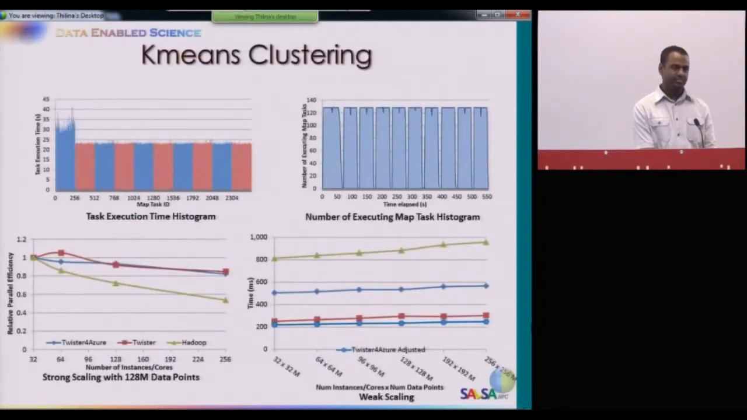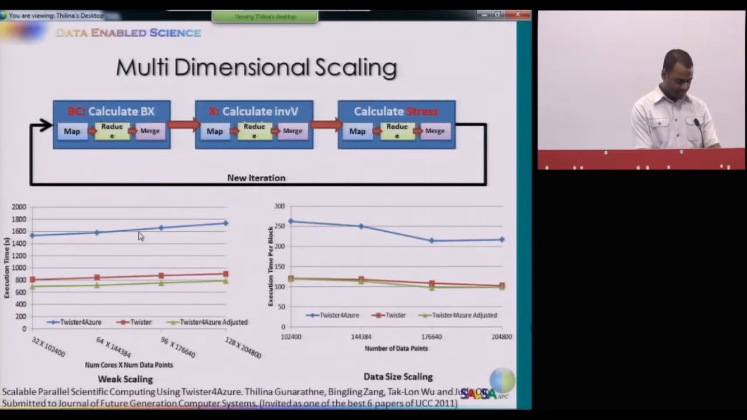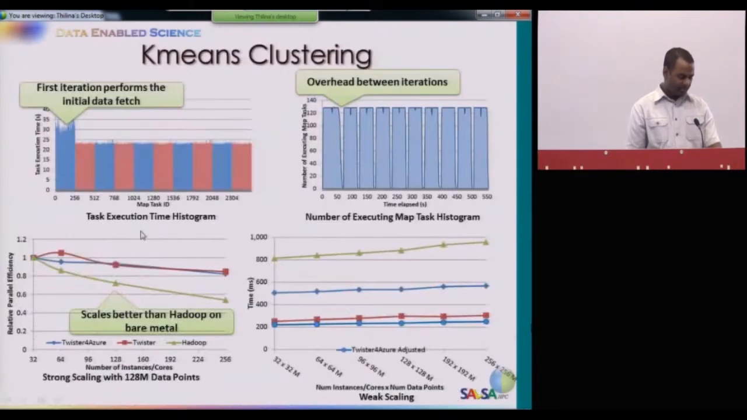Yeah, so these are some results we got. This is a Kmeans clustering computation, and the top left-hand diagram shows the task execution time histogram, and each of these bars represents an iteration. You can see the execution time for the first iteration is much higher than the subsequent iterations. So this shows the benefits of the data caching.